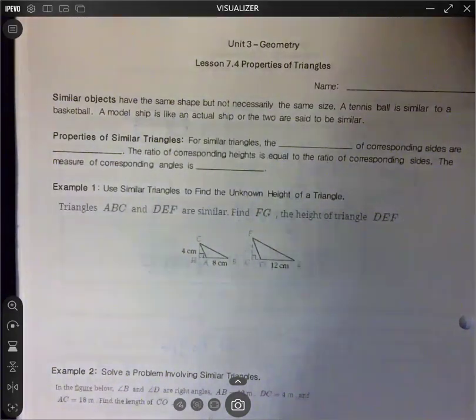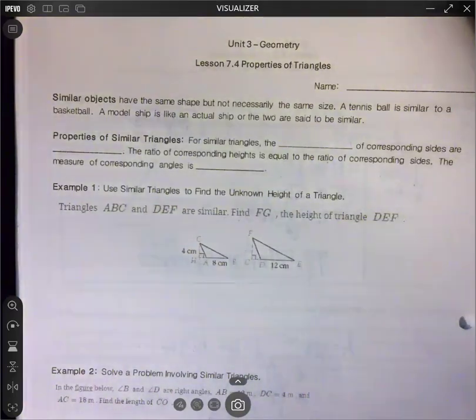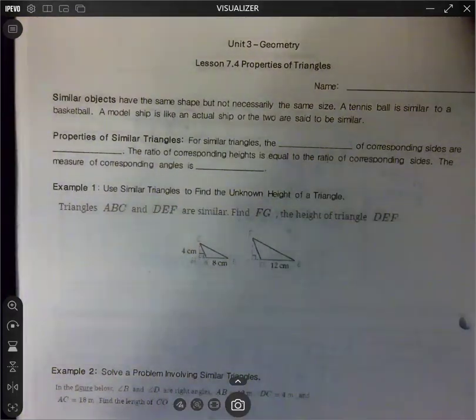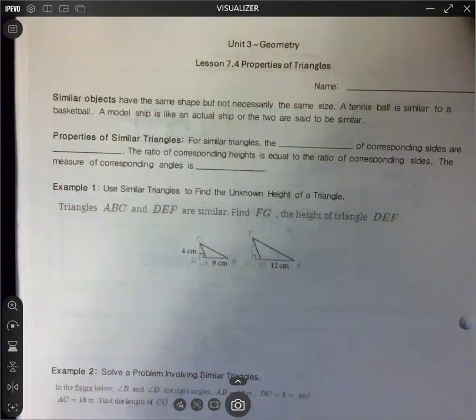Hello, welcome to lesson 7.4, properties of triangles. Today we're going to talk about two types of triangles, both similar and congruent.